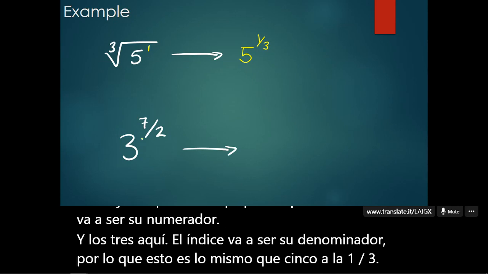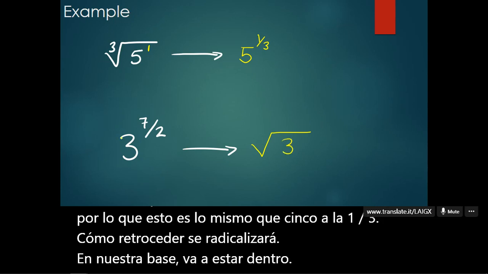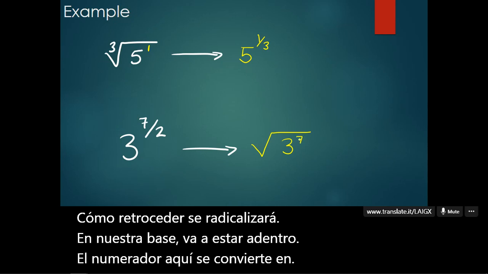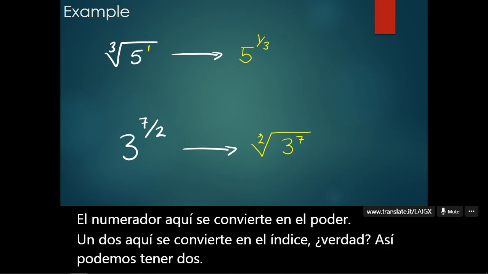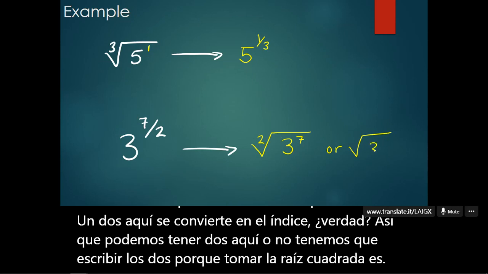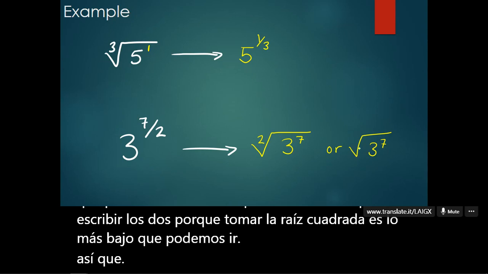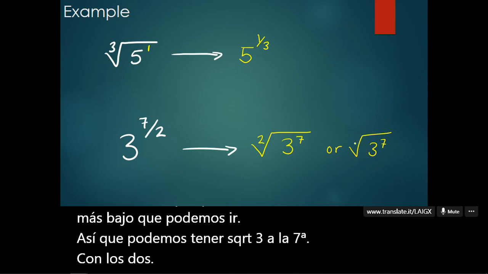Now to go backwards, we'll take the radical, and our base is going to be inside. The numerator here becomes the power, and 2 here becomes the index, right? So we can have 2 here, or we don't have to write out the 2 because taking the square root is the lowest we can go. So we can have the square root of 3 to the 7th with the 2 or without the 2.